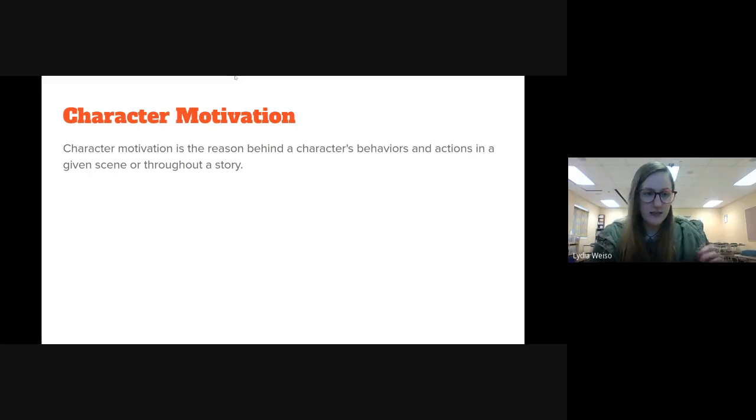So ultimately, like with plot, characterization doesn't really matter on its own. We've seen examples where it starts to matter more, where if you want to start getting a sense of who these people that you're reading about are, you want to pay attention to their characterization. But again, all of these things are just in service of the story that's being told and the ideas that are being born in that story. And so one of the things you want to do is use characterization to dig deeper into character motivation. Character motivation is the reason behind a character's behaviors and actions, either in a given moment in time or throughout the story.